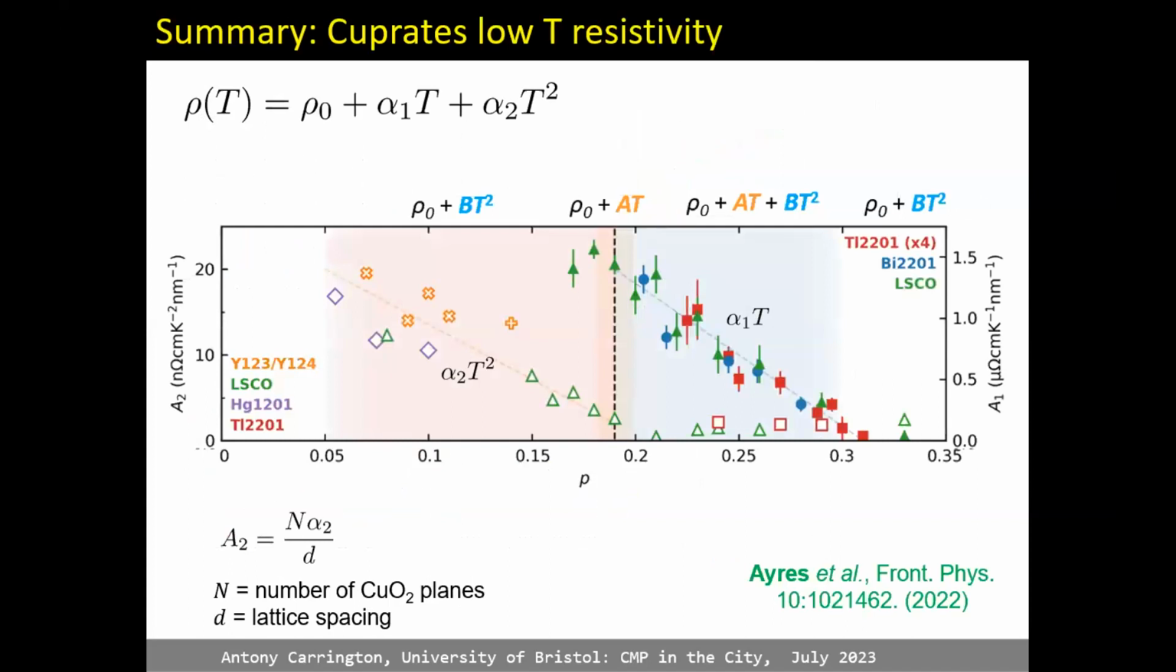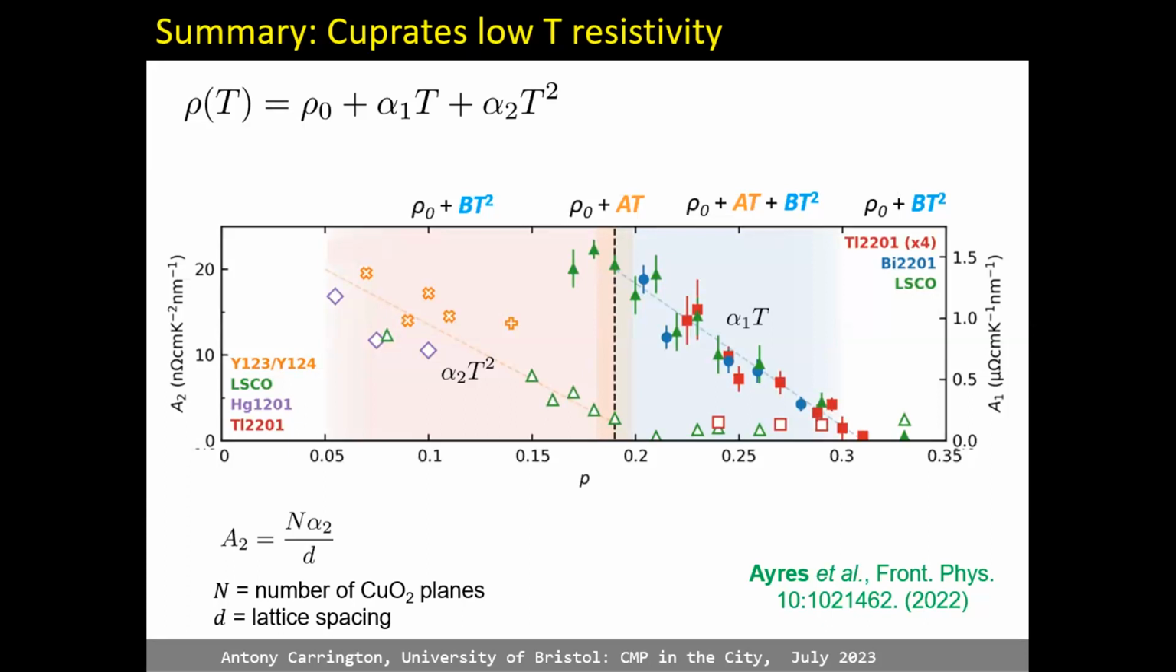So the situation is quite nicely summarized by this plot, which my colleague Jake Ayres made. Here we've plotted this T squared coefficient and then the linear coefficient as a function of doping. Here we've normalized to the number of planes in the unit cell and also the distance between the planes. You can see there's pretty good scaling, apart from a curious factor of 4 for the thallium-2201. LSCO and Bi2212 lie right on each other without any changes of scaling. But for thallium, for some reason, you've got to divide everything by 4. That's not really understood, but nevertheless, that's the case.